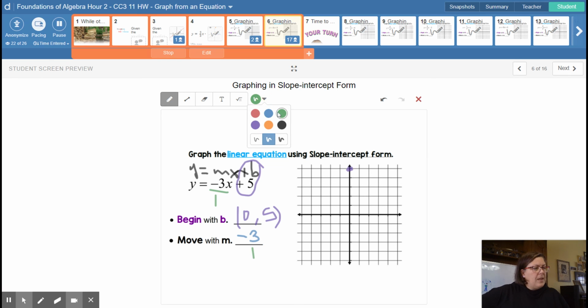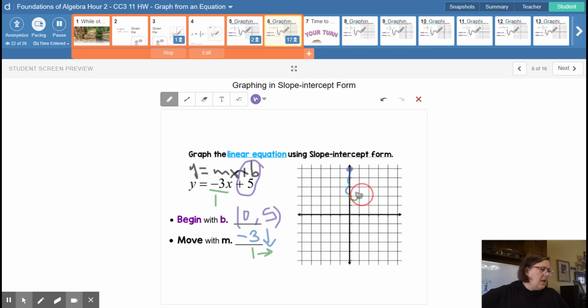Then once you have that, you're going to move in whatever direction the slope says from your y-intercept. Because my rise is a negative 3 from that point, I'm going to go down 3. So 1, 2, 3. I'm going to stop at the corner. And then because 1 is positive, I'm going to move 1 to the right, positive 1. And there's my second point.